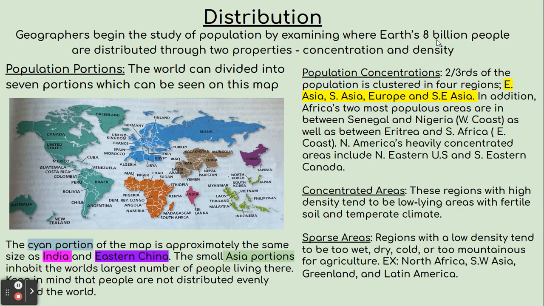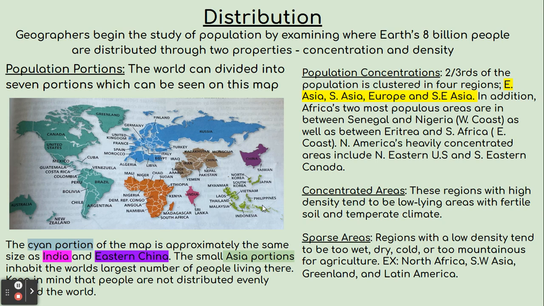Distribution. Geographers begin the study of population by examining where Earth's 8 billion people are distributed through two properties: concentration, which we will discuss in this slide, and density. Population portions. The world can be divided into seven portions, which can be seen on this map. The cyan portion of the map is approximately the same size as India and eastern China, and the small Asian portions inhabit the world's largest number of people living there. Keep in mind that people are not distributed evenly around the world.